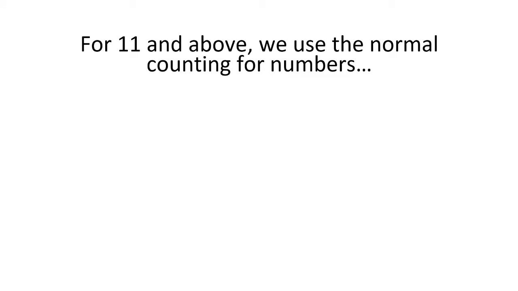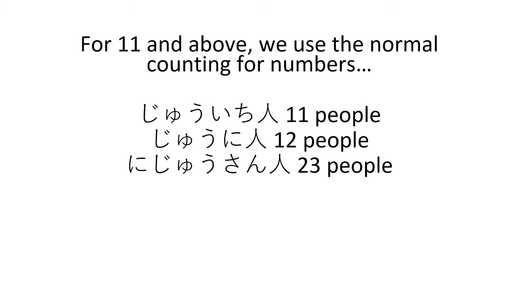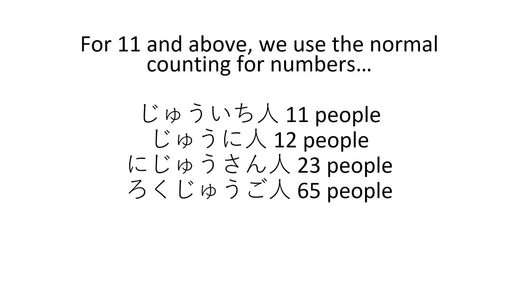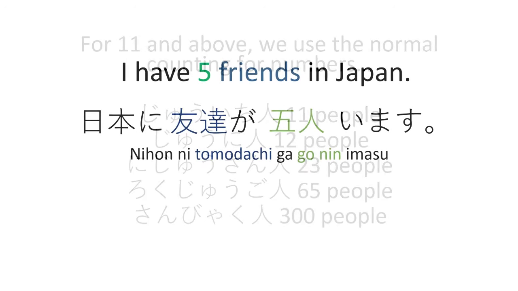Now for 11 and above, we use the normal counting for numbers. Like juichi, ni, juichi, san, juichi, yon, etc. Juichi nin, 11 people. Juni nin, 12 people. Nijusan nin, 23 people. Rokujugo nin, 65 people. Sambyaku nin, 300 people, and so on.